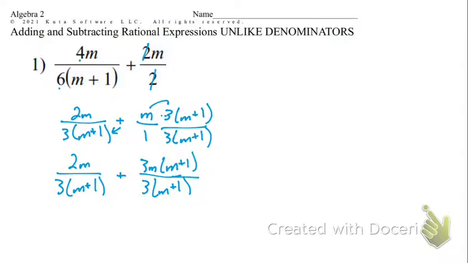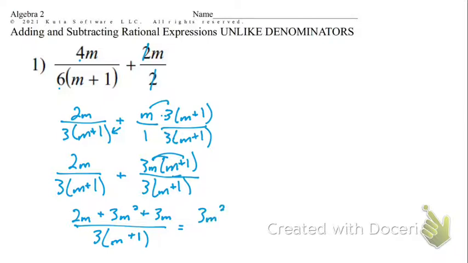And now I do the exact same thing. I'll get the same answer. It's 2m plus 3m squared plus 3m. I distributed this, putting it all over that. And then I'm going to go ahead and simplify the numerator. So it's 3m squared plus 5m. And that's all over 3 parentheses m plus 1.